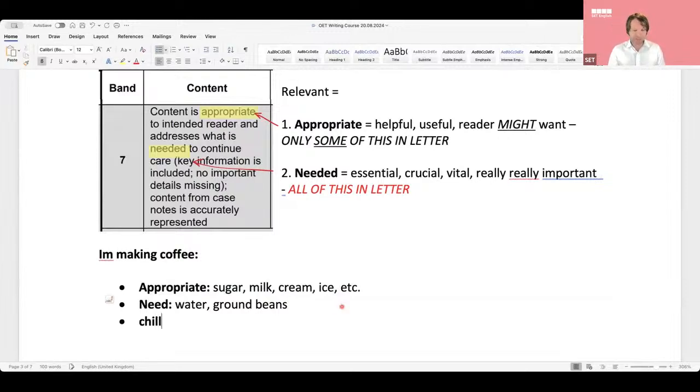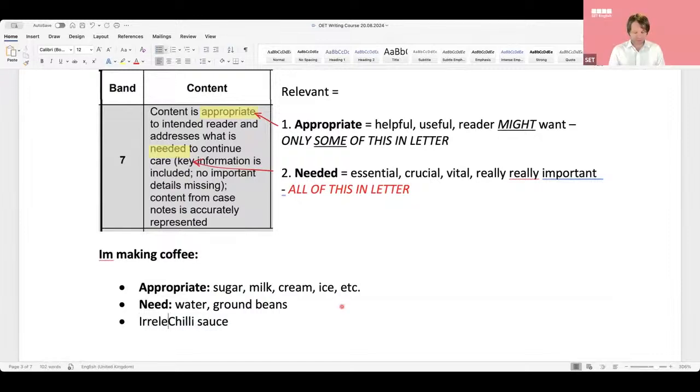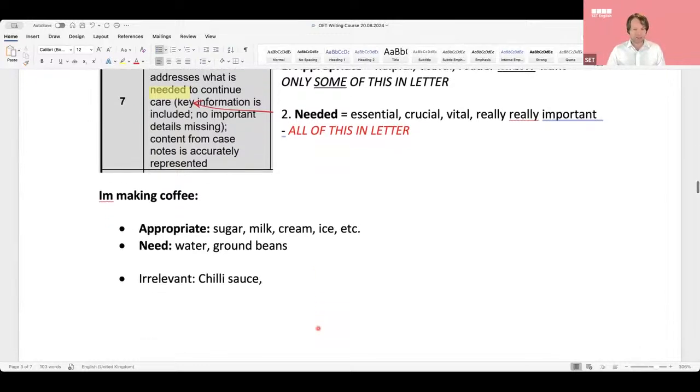I always use the same example. Chili sauce. Should I put that in coffee? No. I would say that's irrelevant. Does that make sense? Irrelevant. Chili sauce in coffee. What should you never put in coffee? Curry powder, right?